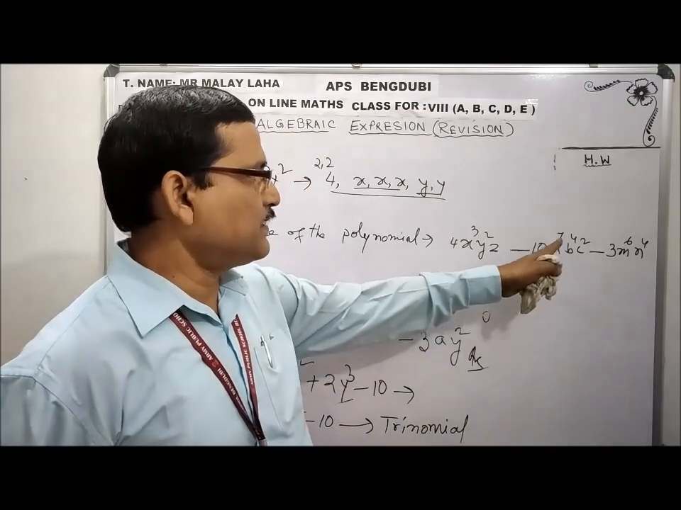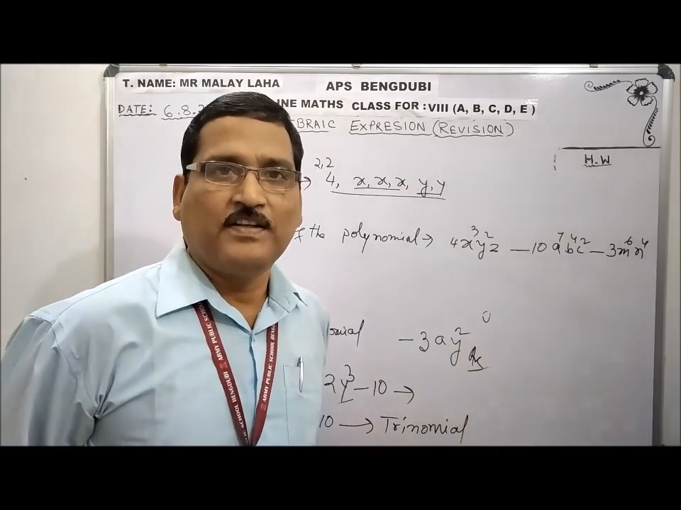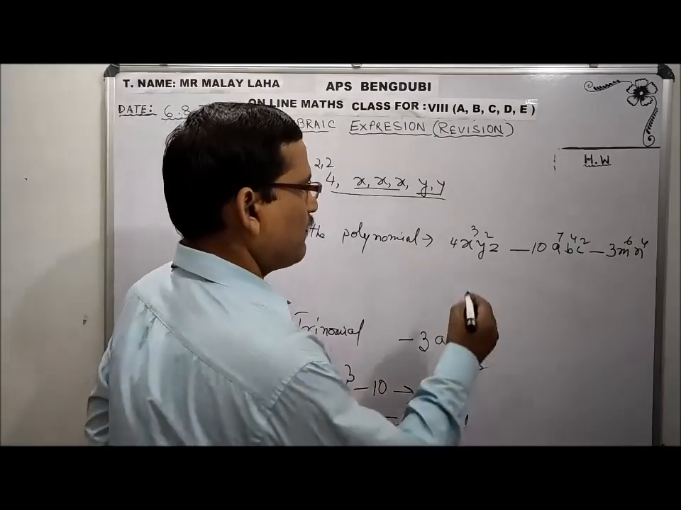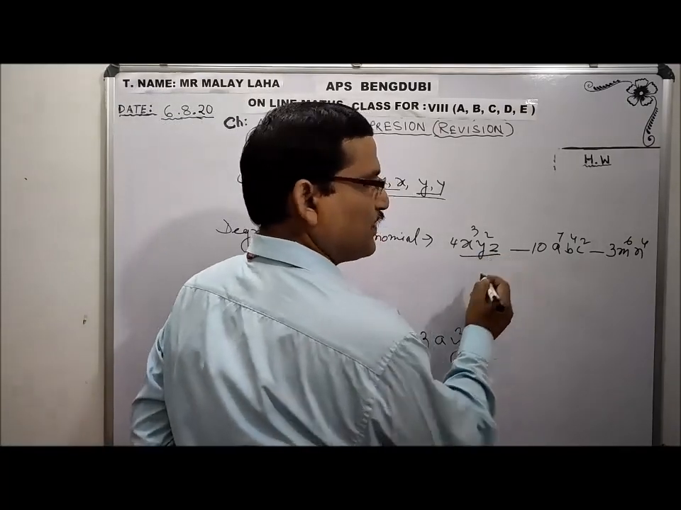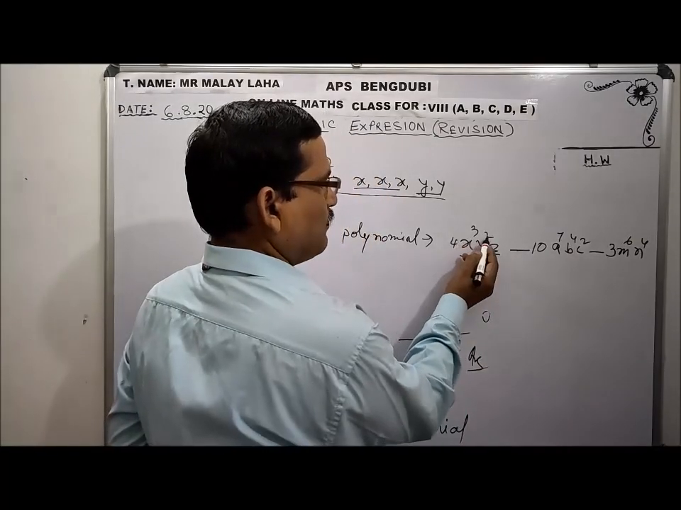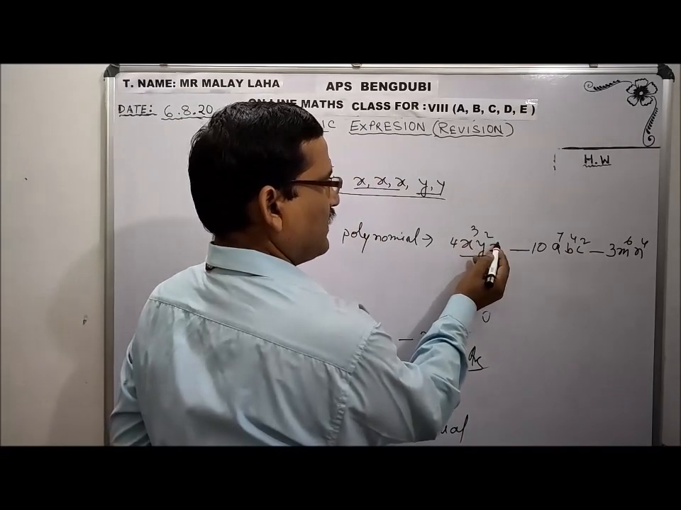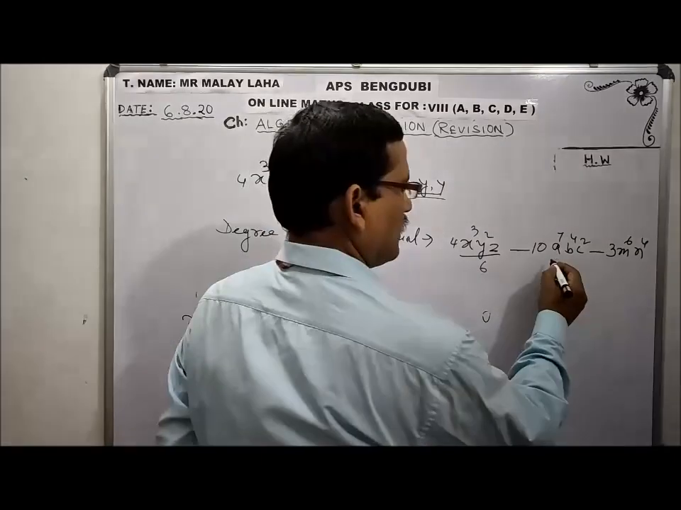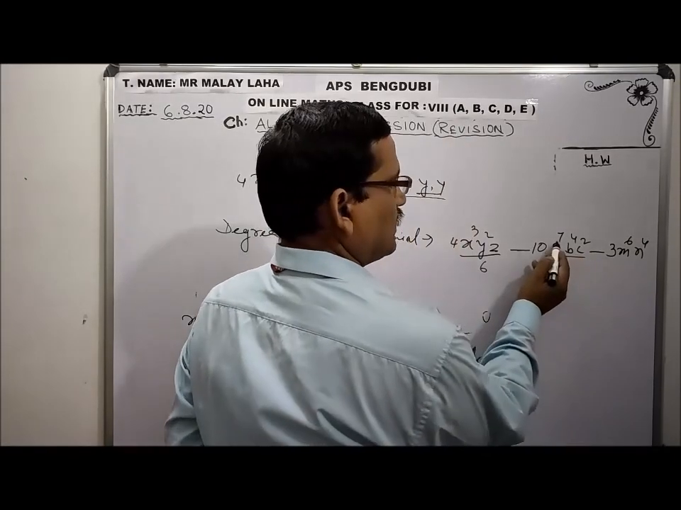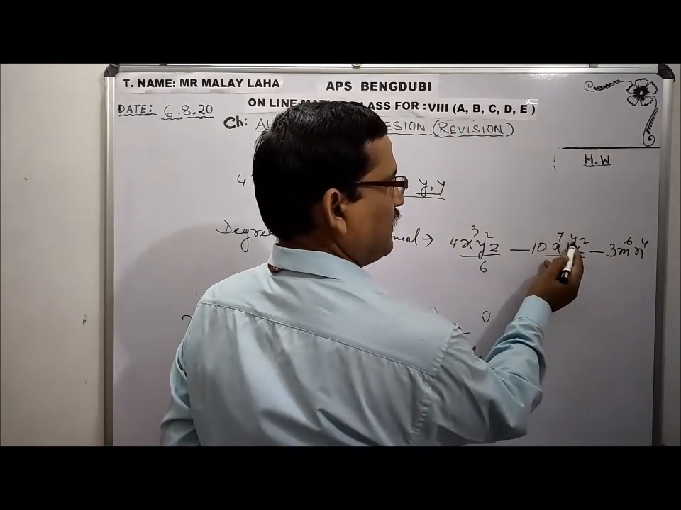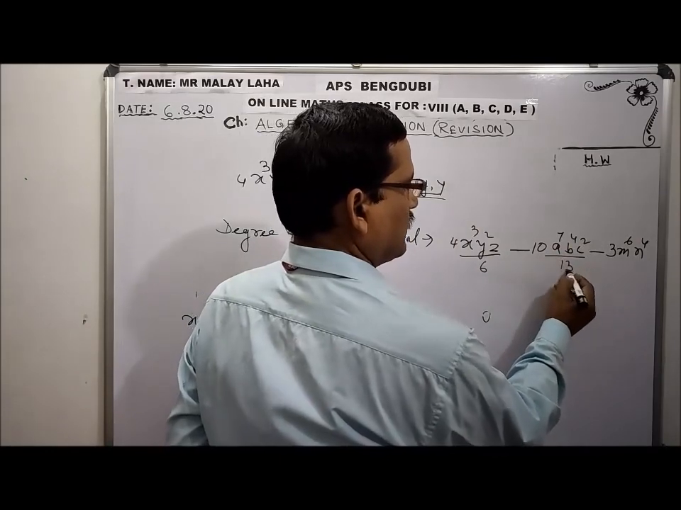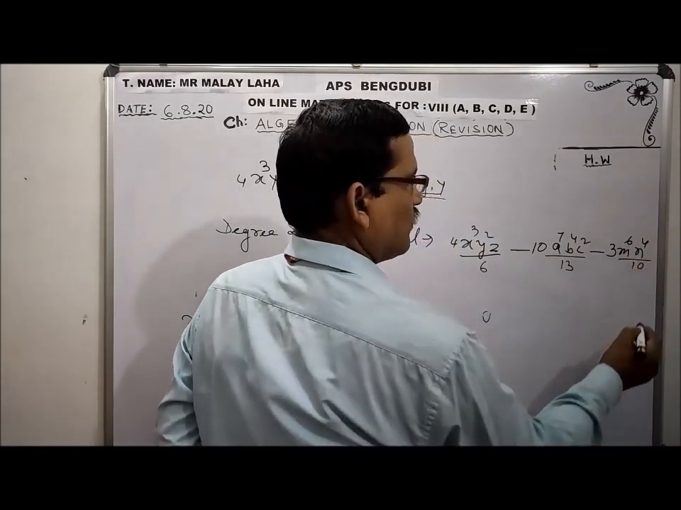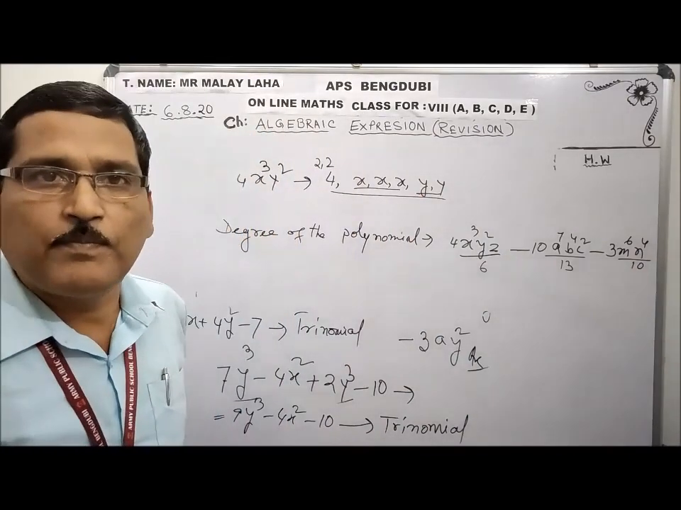Since the greatest number is 7, children are writing just 7. No. What to do? You have to find out the total degree of each term. So 3 plus 2, 5, 5 plus 1, 6. So here the degree of this term is 6. Now here, what is the total? 7 plus 4, 11, 11 plus 2, 13. Total degree is 13. And here 10. Now tell me, what will be the degree of the polynomial?